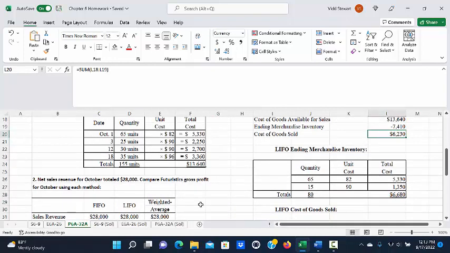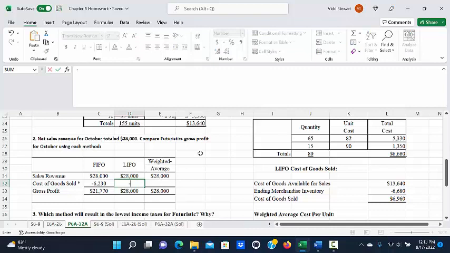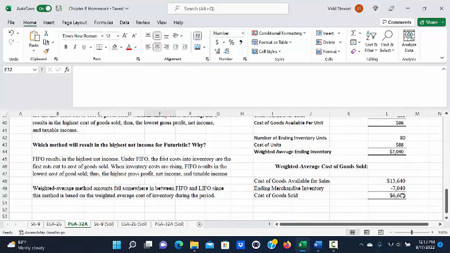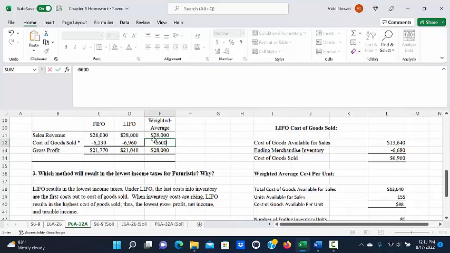Cost of goods sold under FIFO was $6,230. So when we subtract that, we get gross profit of $21,770. We calculated cost of goods sold under the LIFO method of $6,960, and that gives us gross profit of $21,040. And then our weighted average cost of goods sold was $6,600. So we subtract that, and that gives us our weighted average gross profit of $21,400.